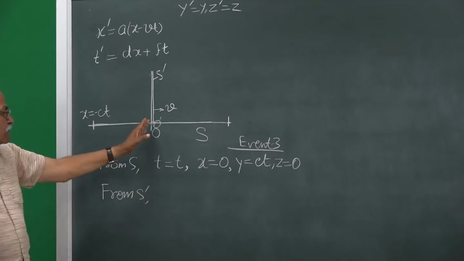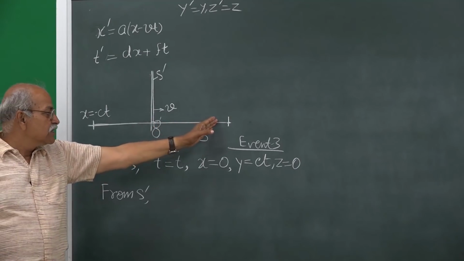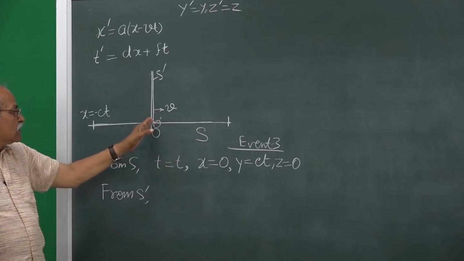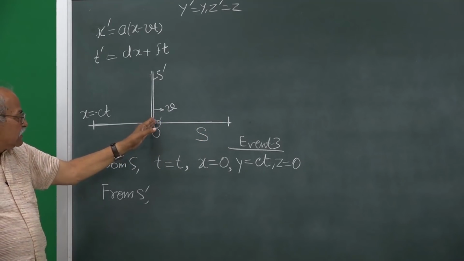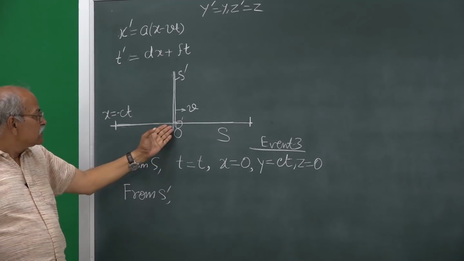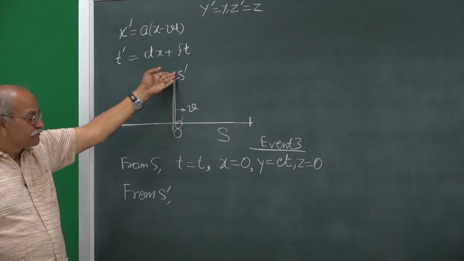Event 1 was light going along the positive x axis and reaching the distance ct here on the x axis. Event 2 was light going in the negative x direction and then reaching here, and event 3 is that light going along the y axis and reaching here.